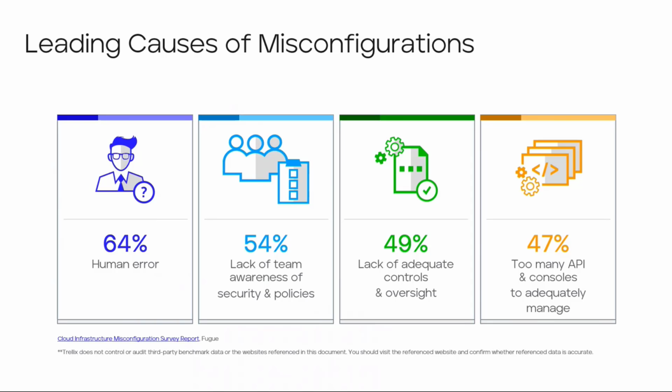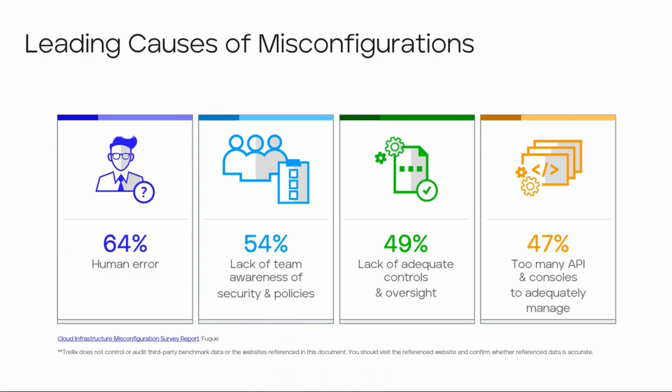Let me go ahead and talk about some of the leading causes of misconfigurations that we see globally. Human error is the top one at 64%. Another is lack of team awareness of general security policies and procedures. Another is lack of adequate controls and oversight. And at 47%, we're looking at too many consoles and too many APIs to be able to manage these adequately.